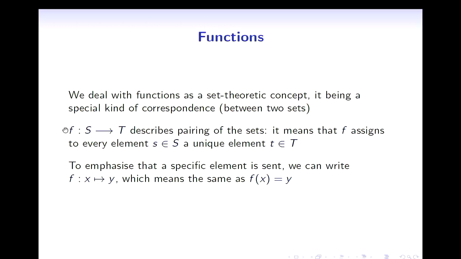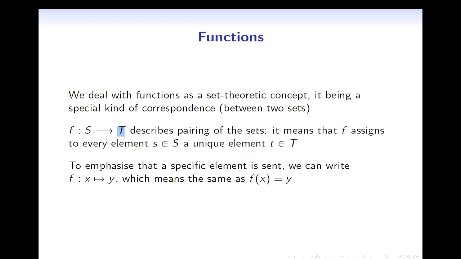The floor and the ceiling were defined as taking any real number, so S, in this case, was the set of real numbers, to an integer. So in this case, T would be the set of integers, floor and ceiling. And we also had absolute value, and absolute value would be defined as taking a real number and mapping it to a real number.